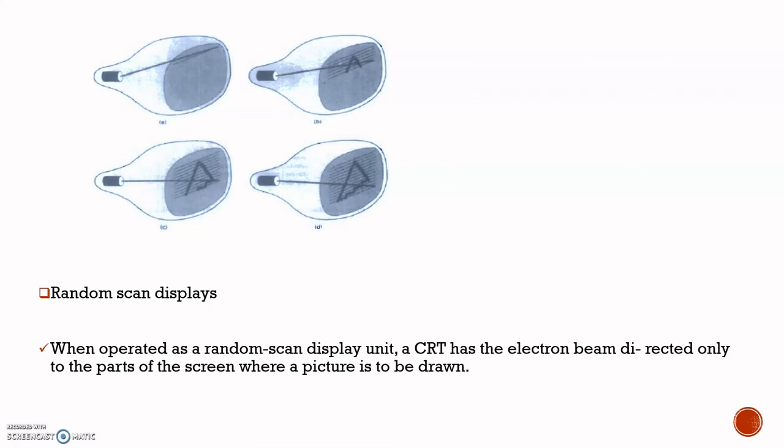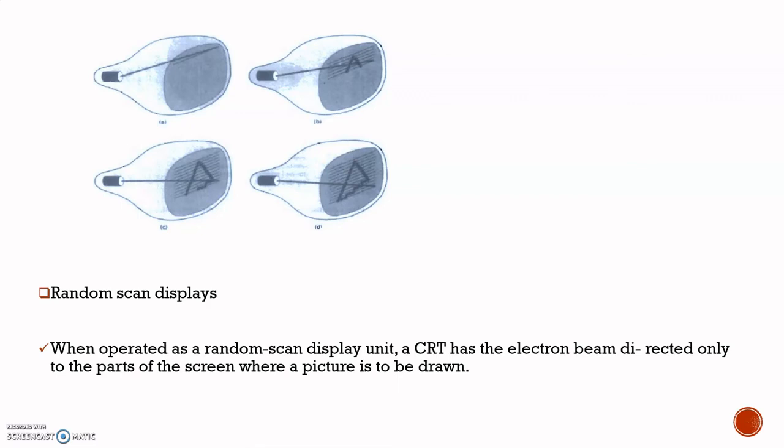Likewise, we also have a vertical retrace. Let's see what a vertical retrace is. At the end of each frame, the electron beam returns to the top left corner of the screen to begin the next frame. That is known as vertical retrace. As we said, it scans from left to right and top to bottom. That is why there is a horizontal retrace and a vertical retrace.